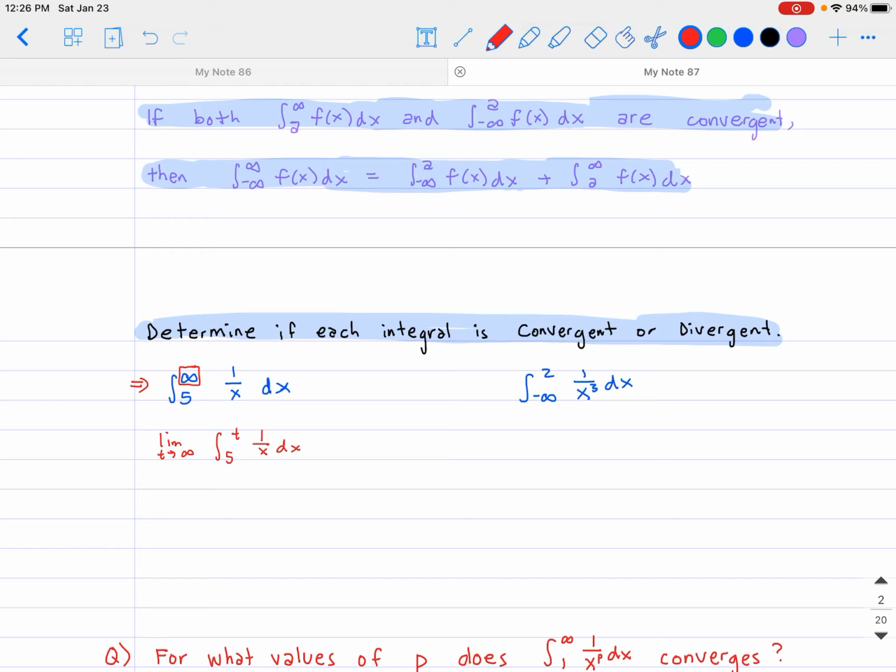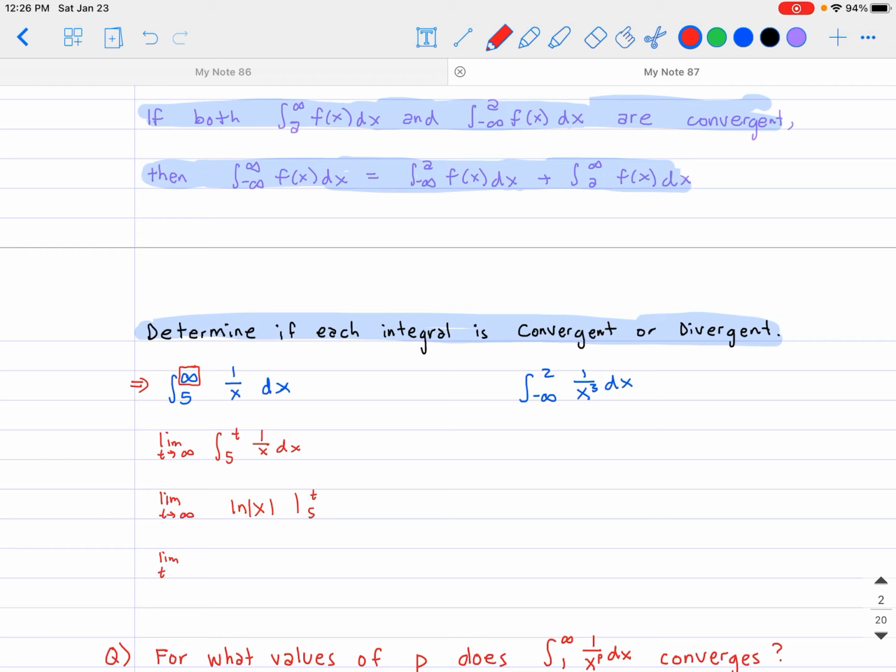Now we'll go through the procedure as we would normally. Limit as t approaches infinity, and we take the antiderivative: ln of the absolute value of x, with the bounds from 5 to t. Now we're going to go ahead and apply the upper and lower bounds.